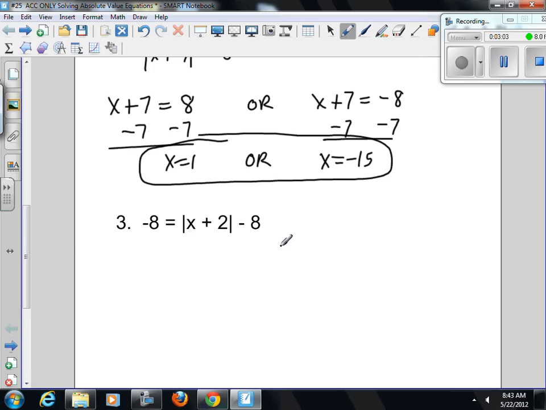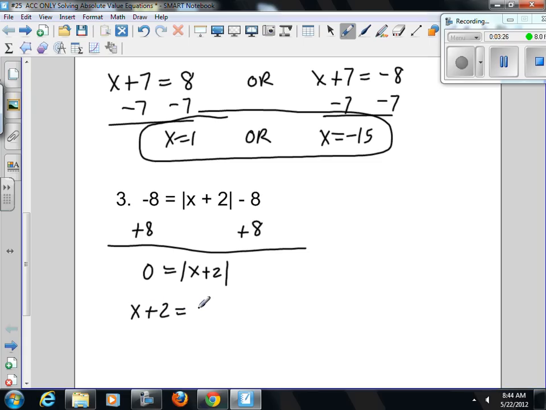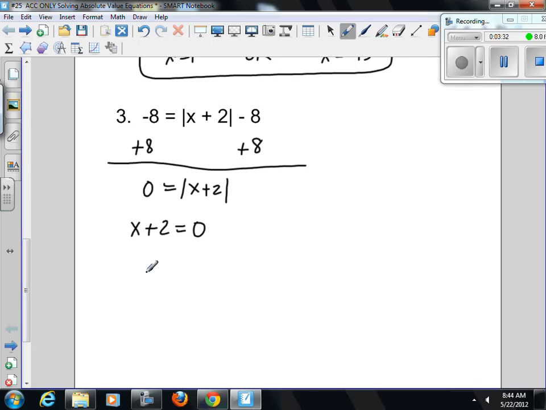Let's do another problem. Let's get the absolute value symbols alone. So that means we have to add 8 to each side. So we have 0 is equal to the absolute value of x plus 2. Now, normally we say set that equal to the positive and negative version of the number. Well, there is no positive or negative version of 0. It's just plain 0. So we're going to say x plus 2 equals 0. Let's subtract 2 from each side, and we end up with x equals negative 2.